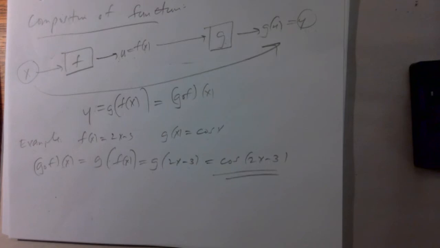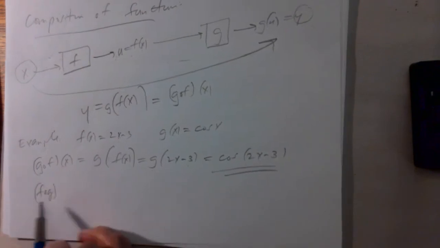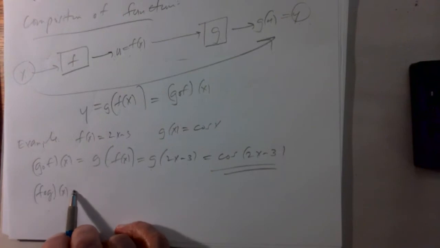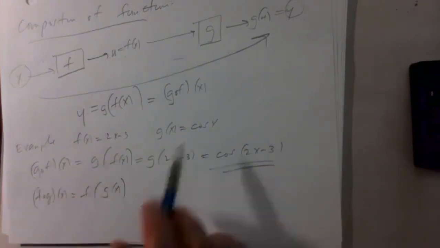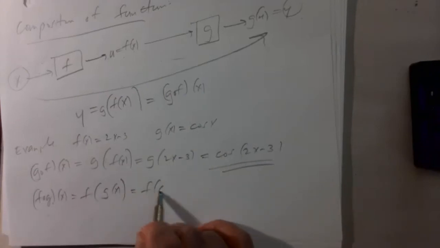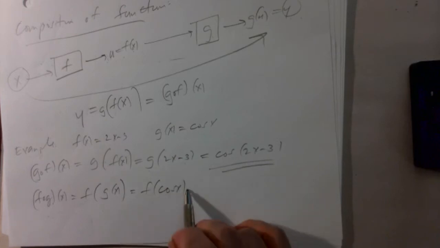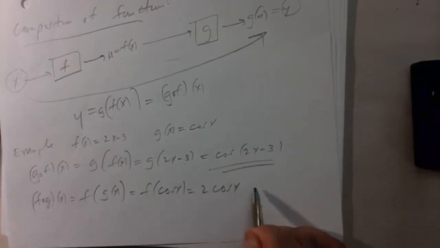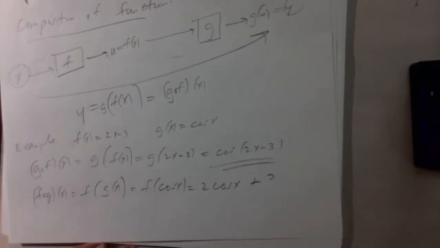So given any two functions, you can compose them. What happens if I compose them in the opposite order? f composed with g of x. This is f of g of x. g of x is the cosine, so this is f of the cosine of x. What is f of the cosine of x? It's 2 times the cosine of x minus 3.